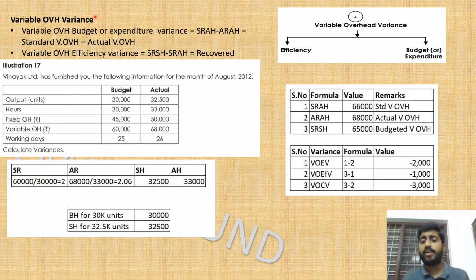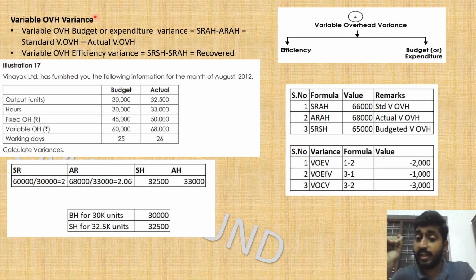So what is variable overhead? Variable overhead is variable in nature. These you can call indirect materials also. These are all variable overheads. Here also there will be a rate at which the variable overheads will be recovered, recovered through the product cost or absorbed into the product cost. I'm sorry. So variable overhead variance is classified into efficiency variance and budget or expenditure variance. Expenditure variance is nothing but the standard minus actual. So that is very simple.